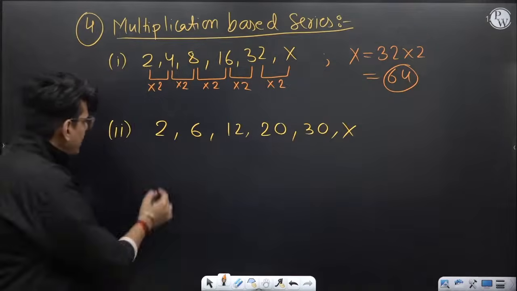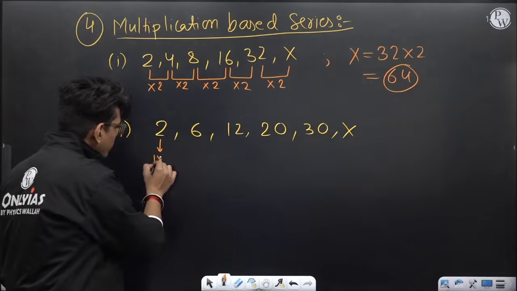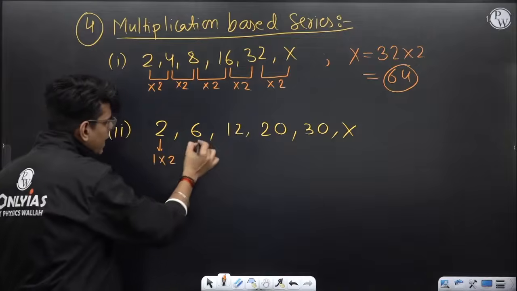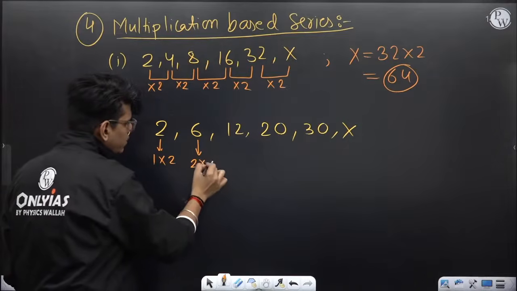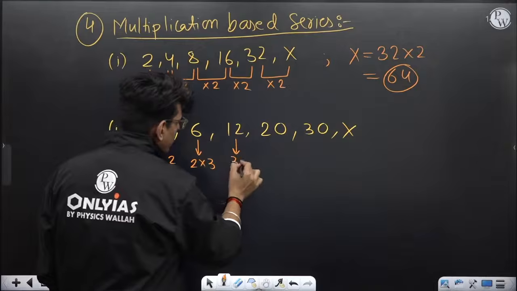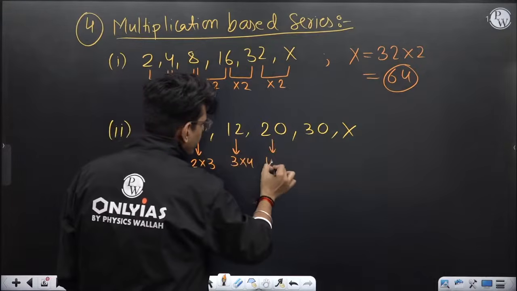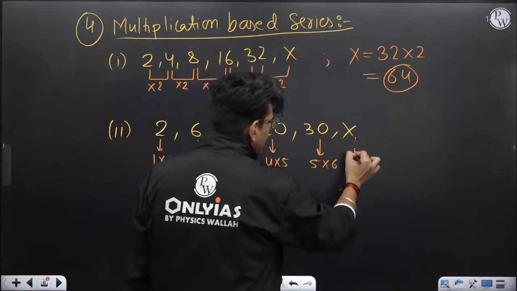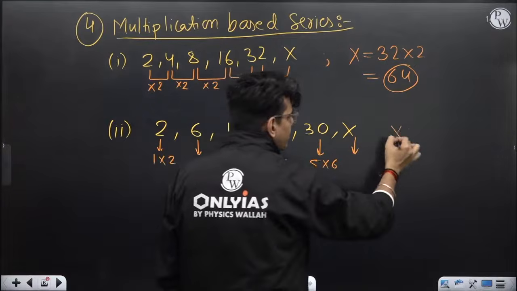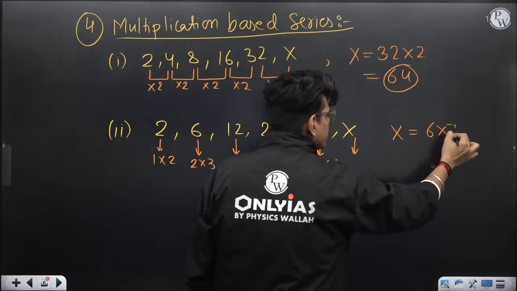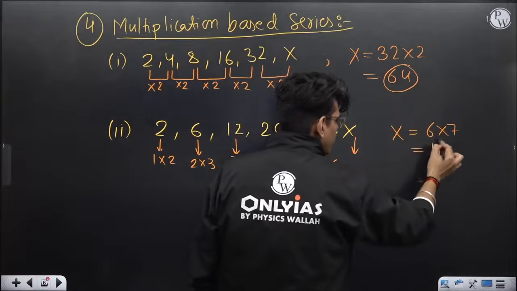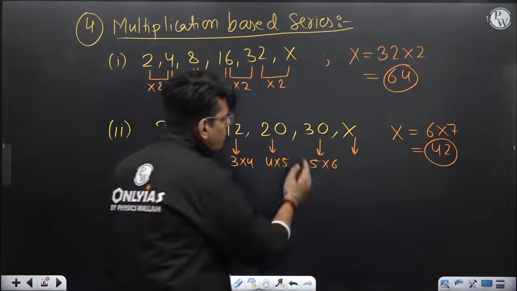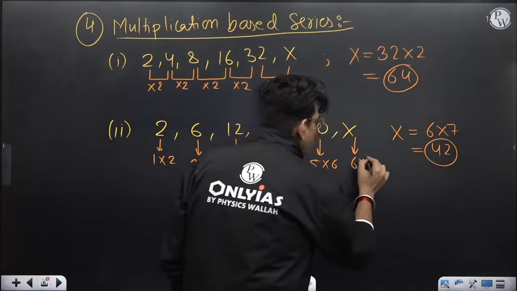Or I can say this is 1 into 2, this can be 2 into 3, this can be 3 into 4, this can be 4 into 5, this can be 5 into 6. And x will be nothing but 6 into 7. This is 42. So you can think about this series this way also.